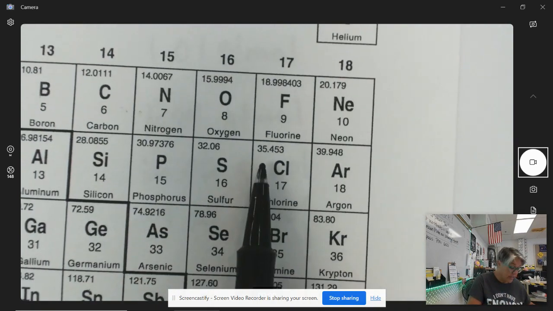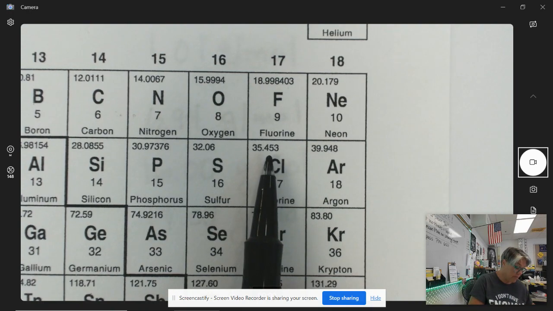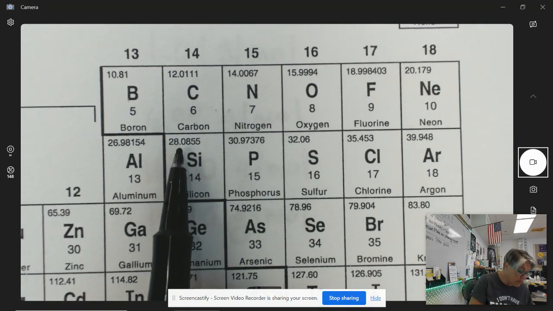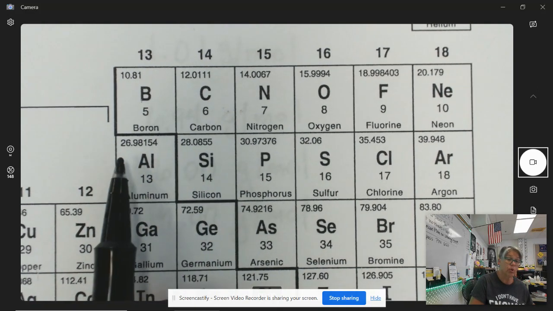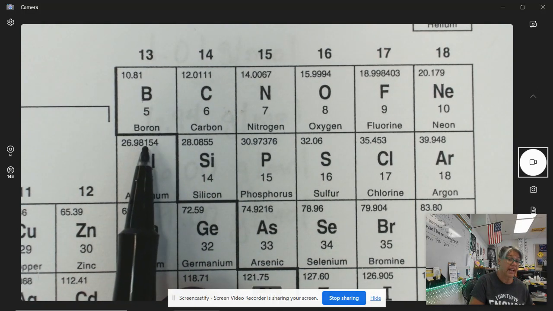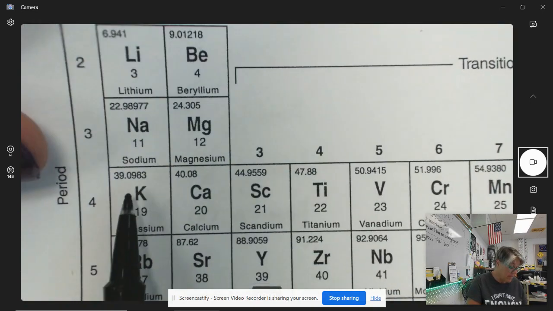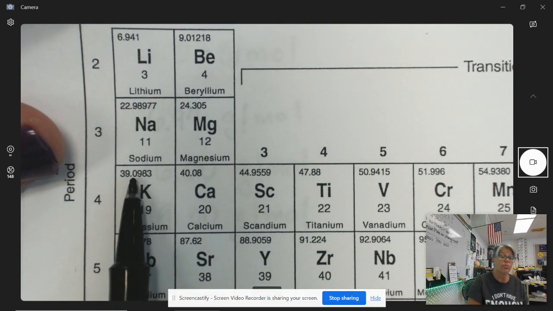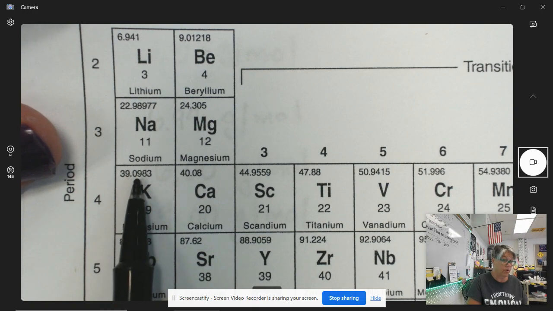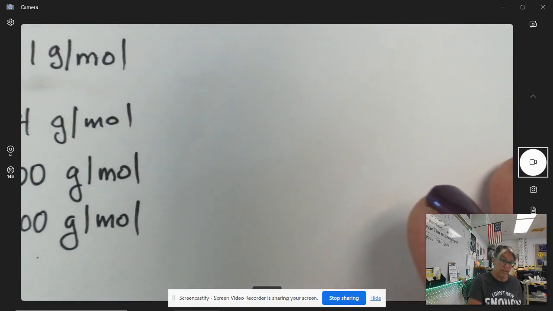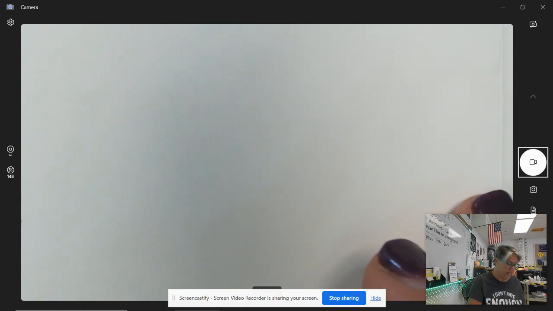Let's see, chlorine, 35.45 grams per mole. Here's sulfur, 32.06. Silicon, 28.09 grams per mole. Aluminum, 26.98. That 1 doesn't change the 8. Potassium here, 39.10 is what you would write. So you do that in your head before you use it. But when are you going to need to use it?